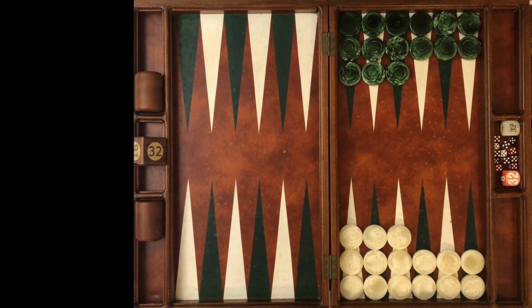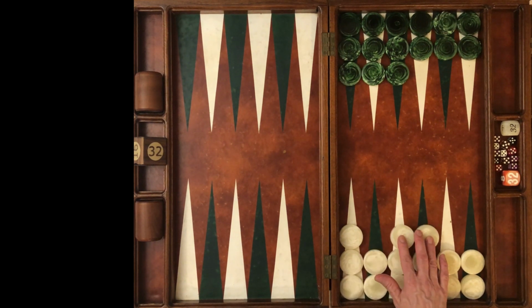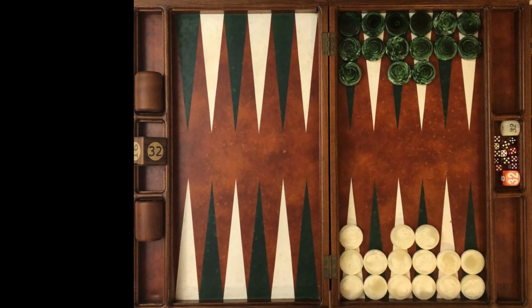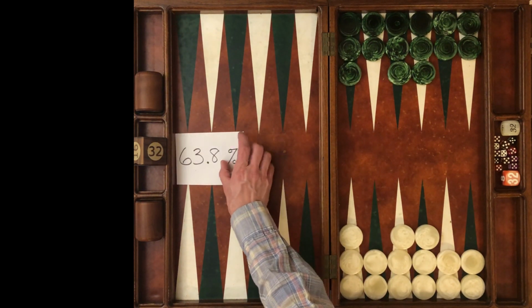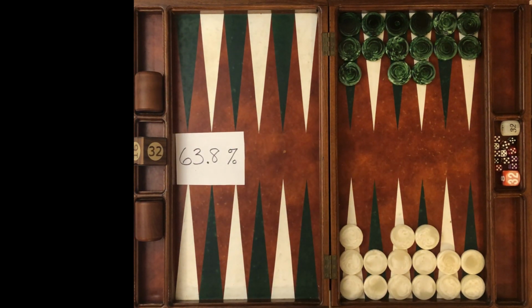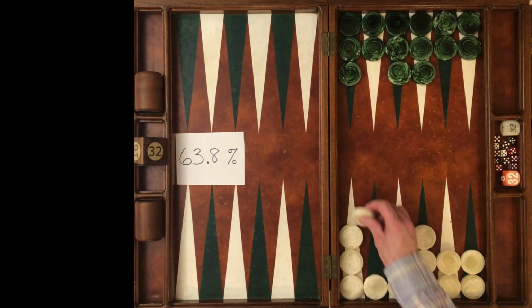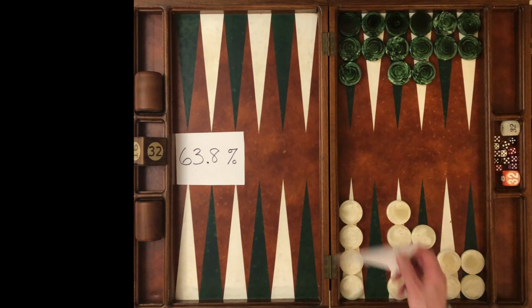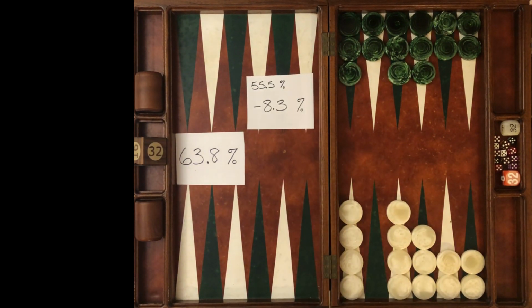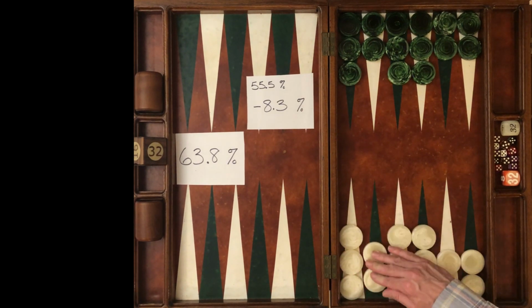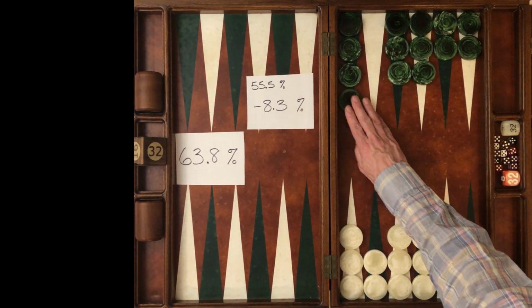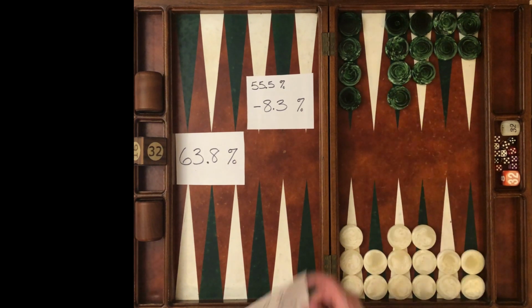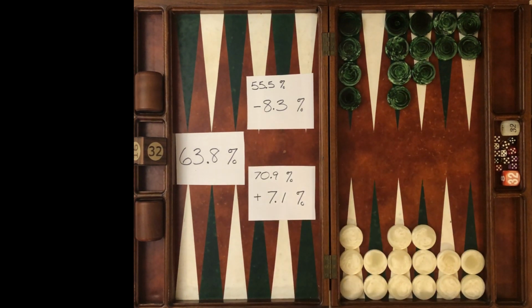Quick look at a couple of positions that have a gap. If this is our position, as is, our winning percentage is 63.8%. Again, we're not going to change the pip count. We're just going to create a gap. And this gap is a big weakness. We lose over 8% winning percentage with this gap. If instead of us, that gap is on the opponent's side of the board, we pick up 7% winning percentage just because of that weakness.